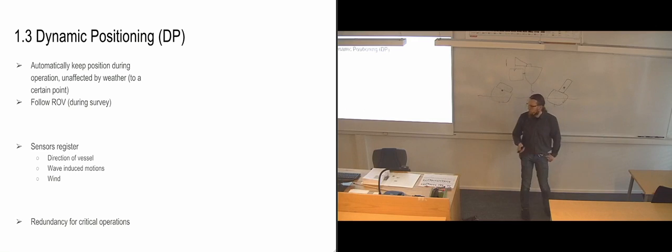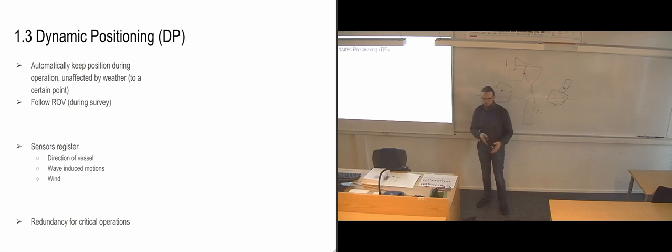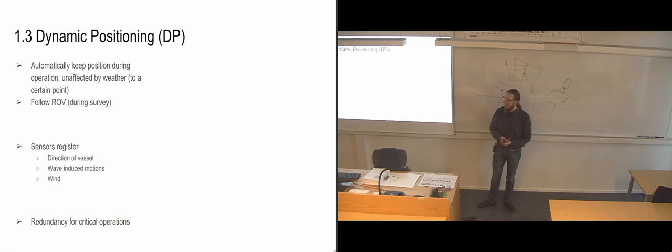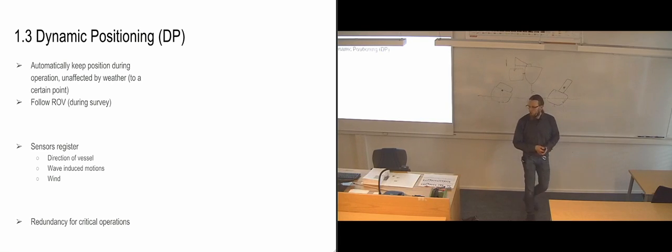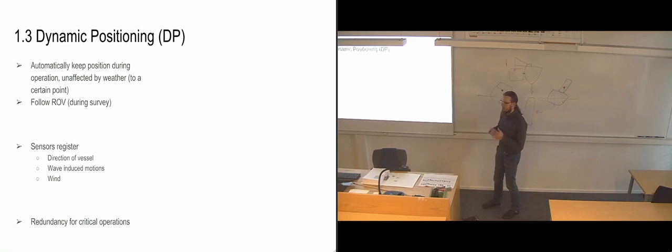So this is what we talked about with the DP class system, where they have the lowest class, DP1, where they basically don't have any backups. Redundancy basically means backup. And as you progress through the different classes, you are getting more and more backup systems into place.